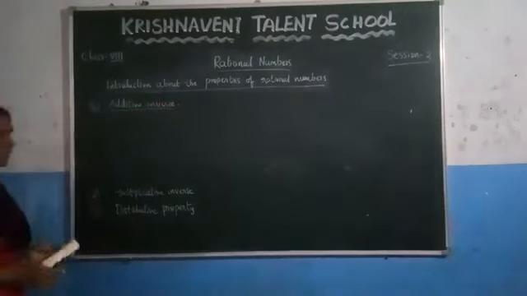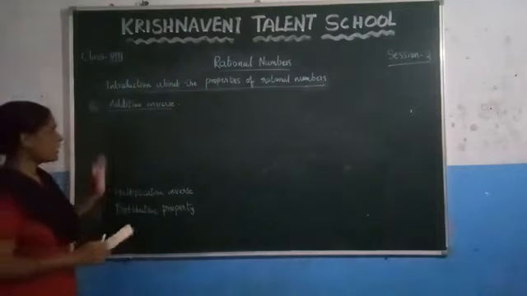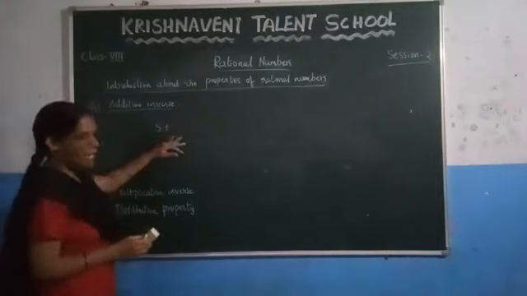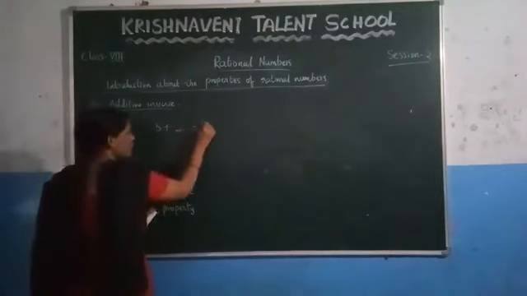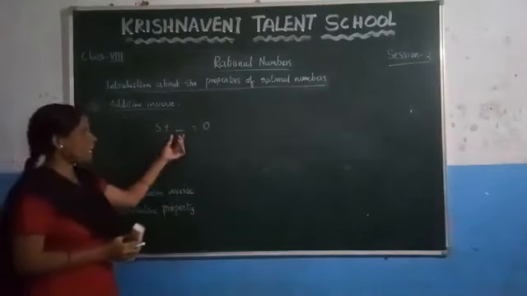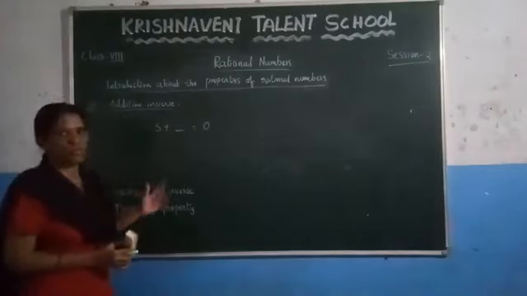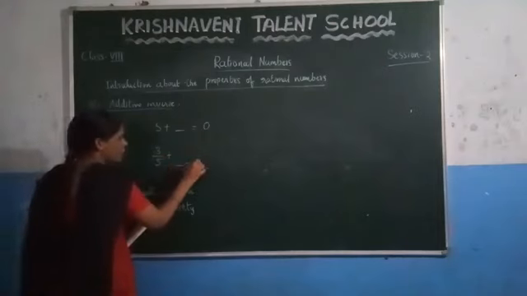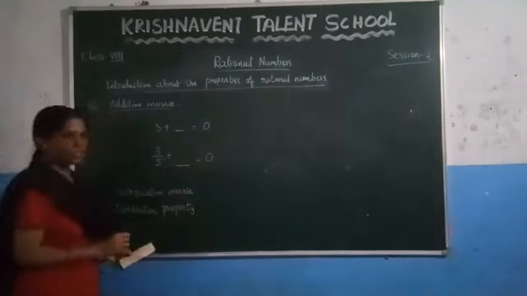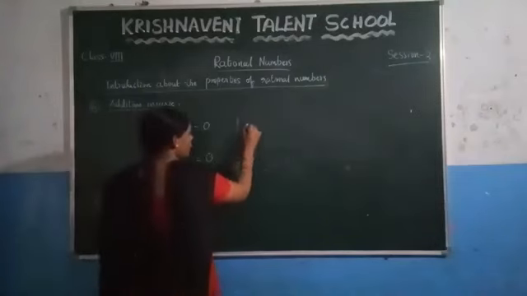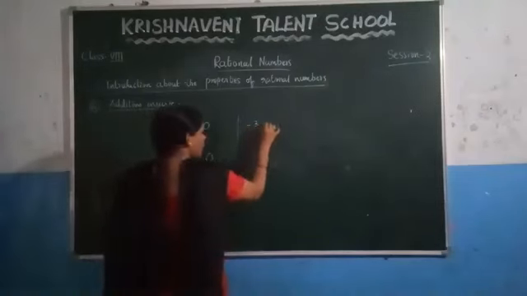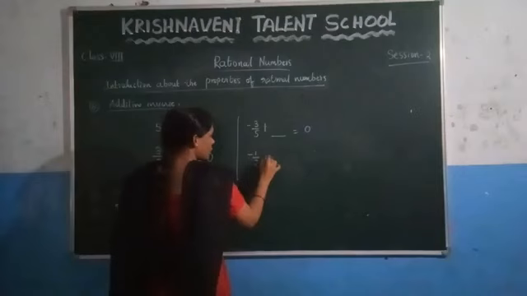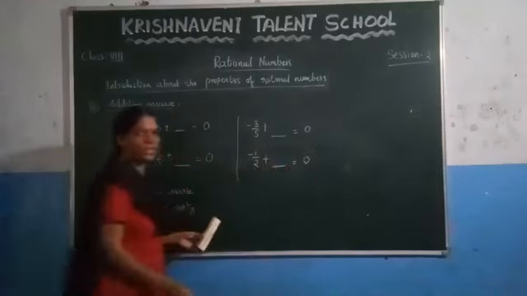What does this property say here? If you consider one rational number, let us take a few examples here. 5. You have to add one number such that you get the result as 0. The number we add here, we call the additive inverse of the given number. Now let us consider a few examples. Let us consider 3 by 5. You have to add one number such that you get the result as 0. Now consider a few negative numbers. Consider minus 3 by 5. You have to add one number such that you get the result as 0. And minus 1 by 2. The same. You have to add one number such that you get the result as 0.